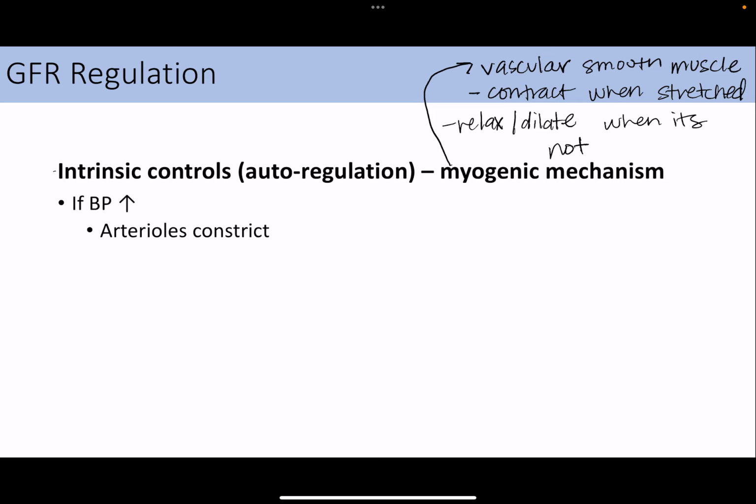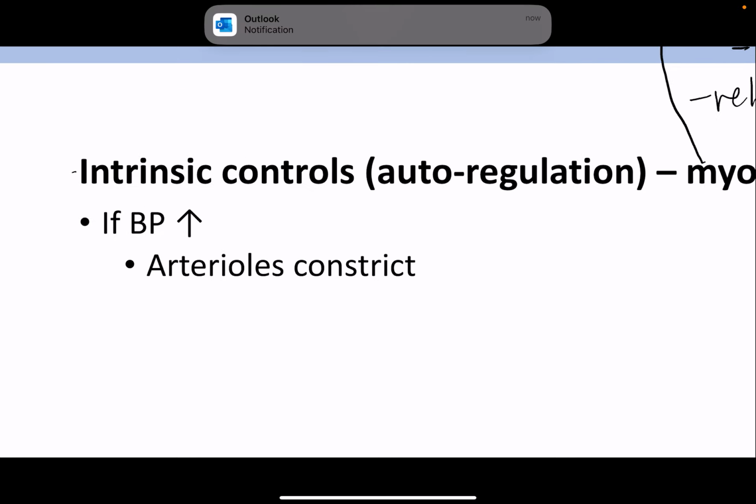Here we go. So if blood pressure is too high, we don't want blood pressure to be too high because what's going to end up happening is that filtration is going to happen too quickly. The filtrate is going to move through the nephron too quickly, and it's not going to give the cells enough time to reabsorb what it needs to reabsorb and secrete what it needs to secrete. So we don't want blood pressure too high because, again, we don't want the filtrate moving through the nephron too fast.